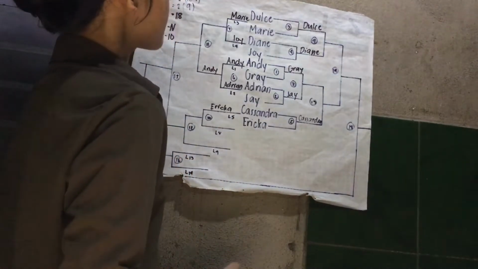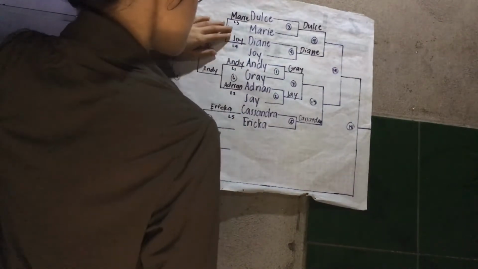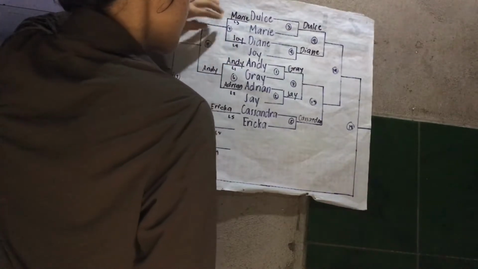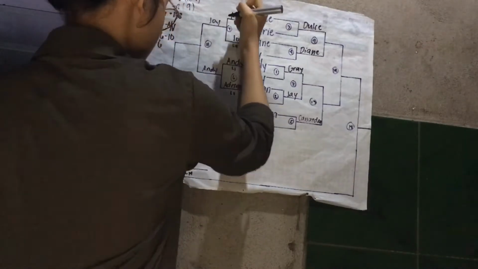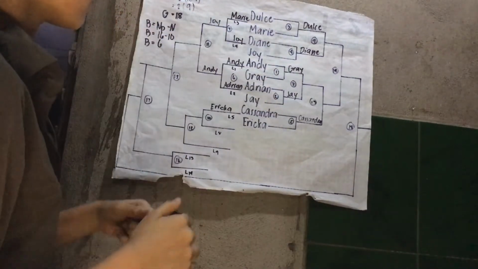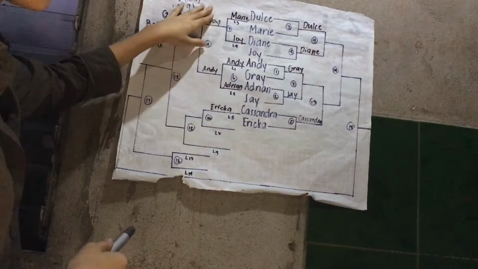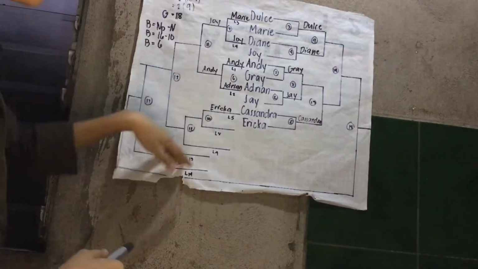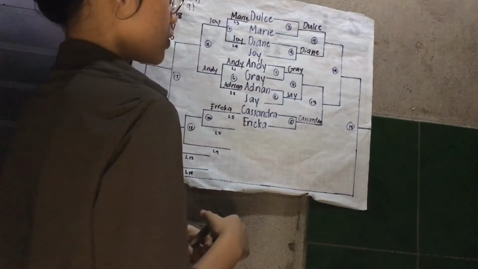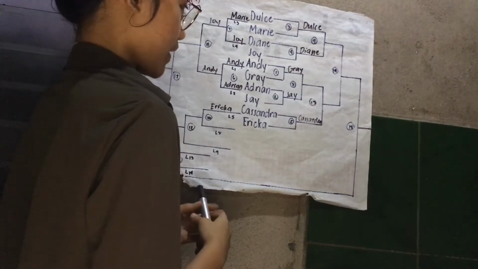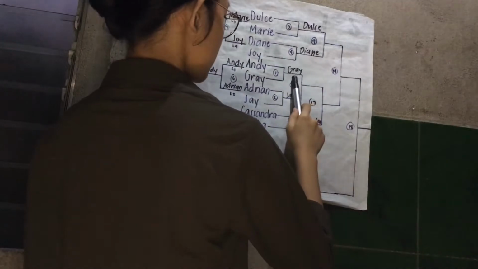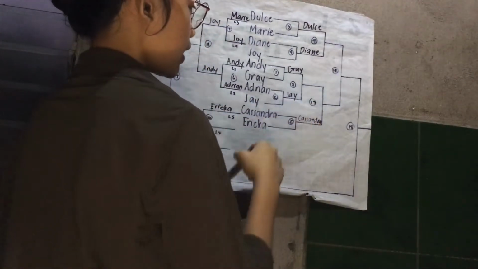And for game 7, we have loser 3 versus loser 4, which is Marie versus Joy. Let's say that Joy wins this game. So we now have the winners from the losers, Joy and Andy. And now let us go on to the other side, which is the winner side.